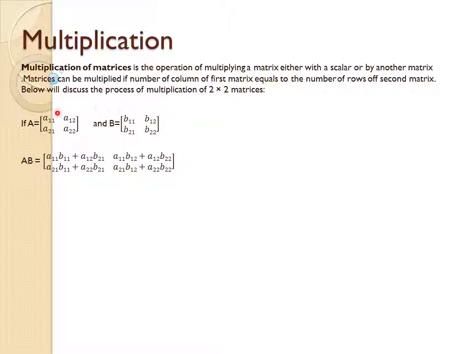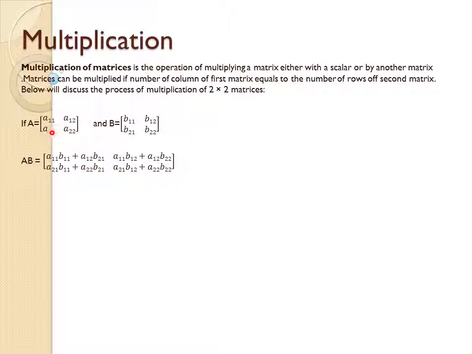So what will it do? It will first multiply A11 with B11, then A12 with B21. So this is coming as the first element of the resultant matrix. In the second case, the first row will be multiplied with the second column. So A11 will be multiplied with B12 and A12 will be multiplied with B22. That will come as my second element. For the third element, I will take the second row and first column.